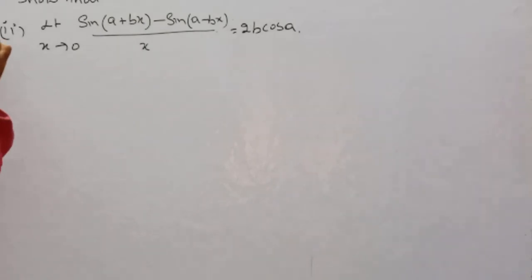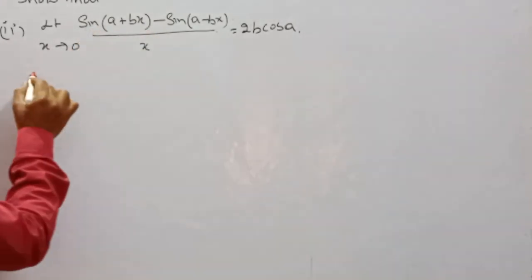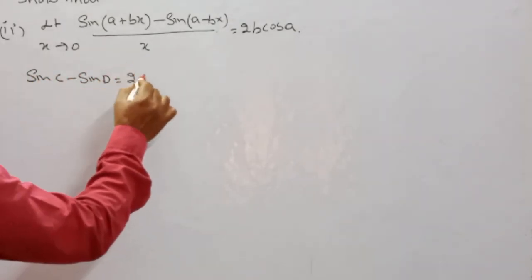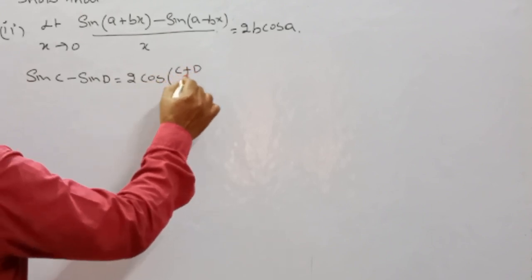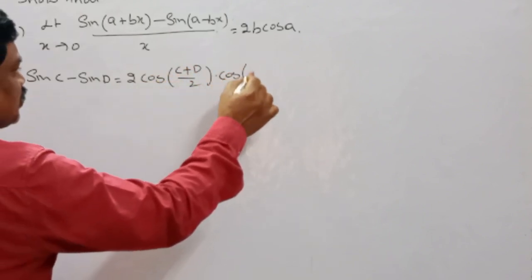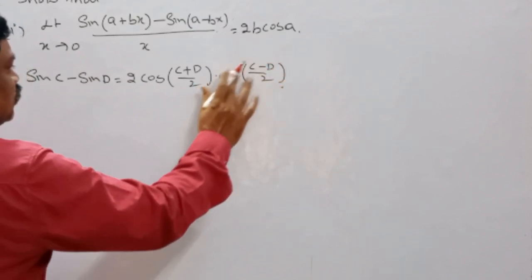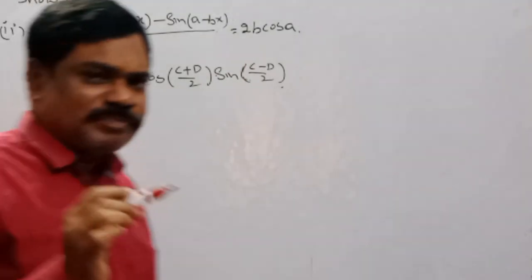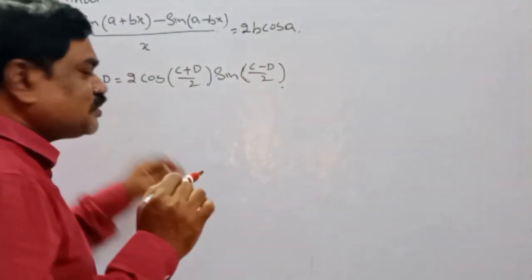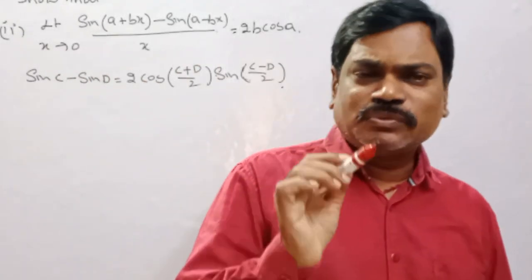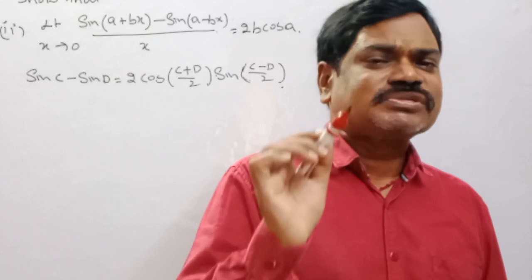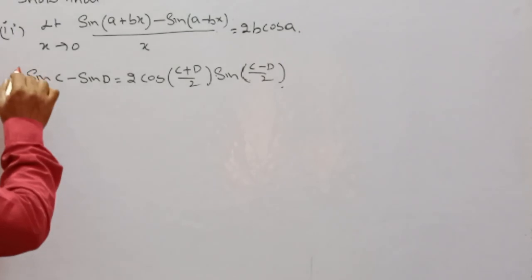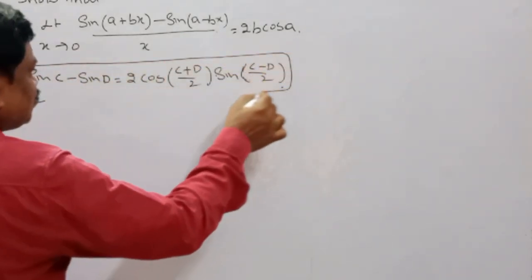So here you see, this is in the form of sin c minus sin d. Sin c minus sin d is equal to 2 cos of (c plus d) by 2 into sin of (c minus d) by 2. This is the transformation formula. So we can use this formula here.